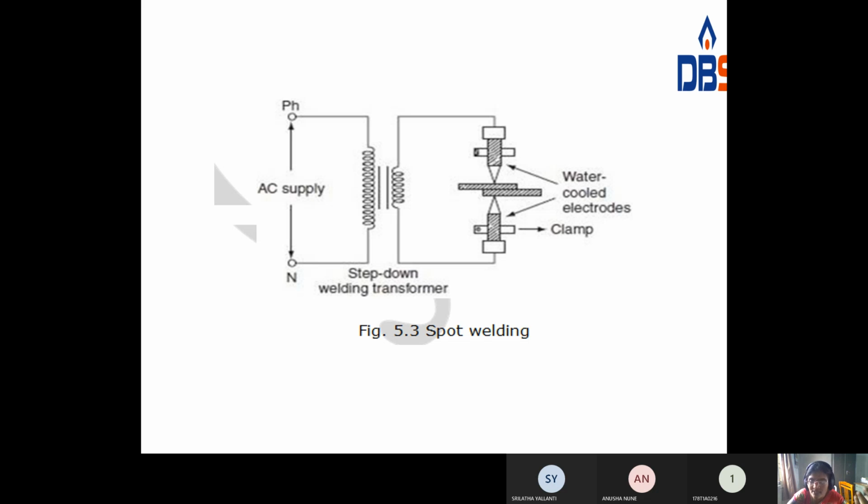Whenever the welding process is done, a lot of heat is produced. To cool the electrodes, you use automatically water-cooled electrodes. That means we place water in the electrodes, and that water automatically cools the heat. So this is the process of spot welding.